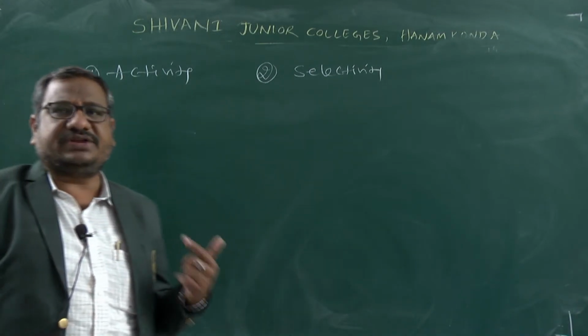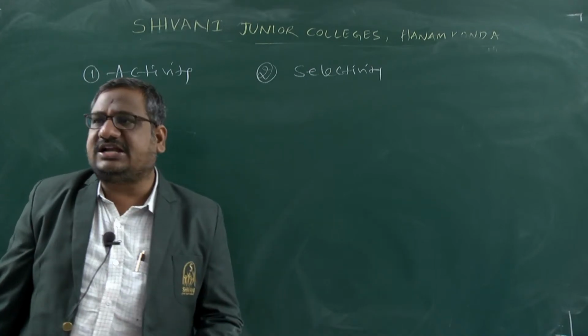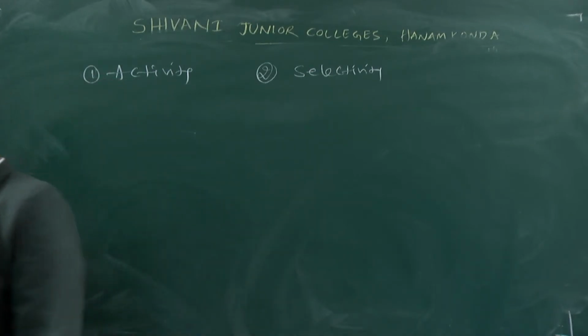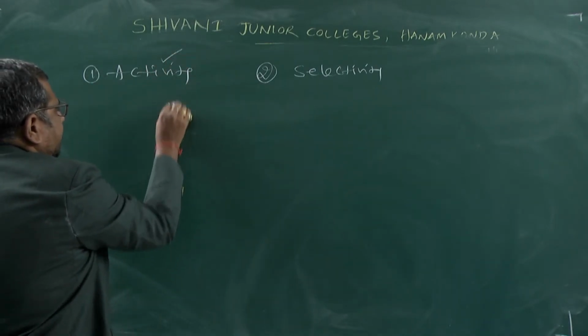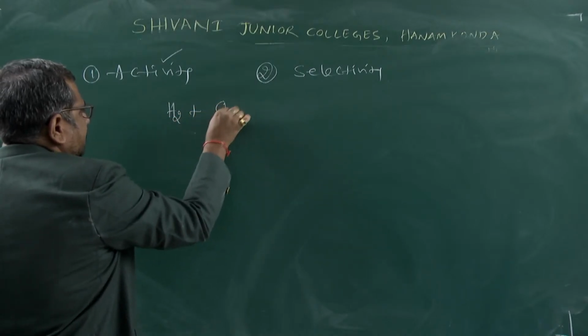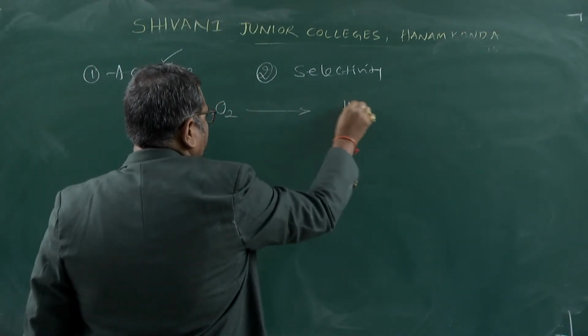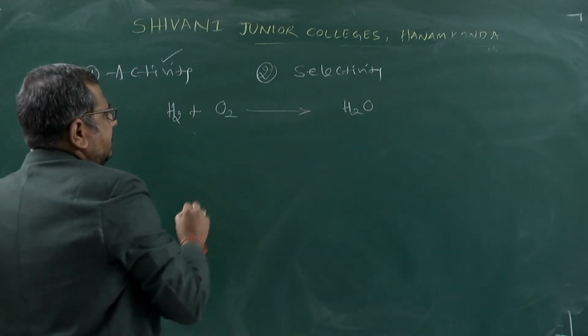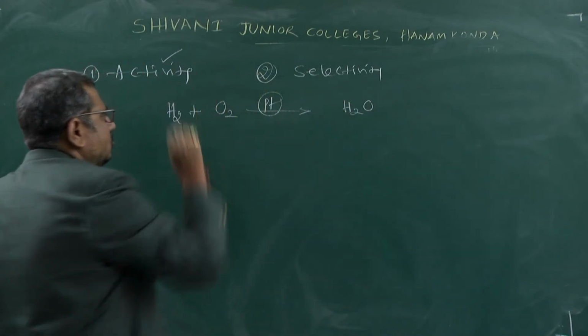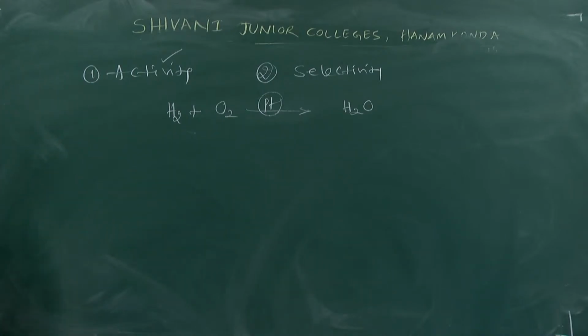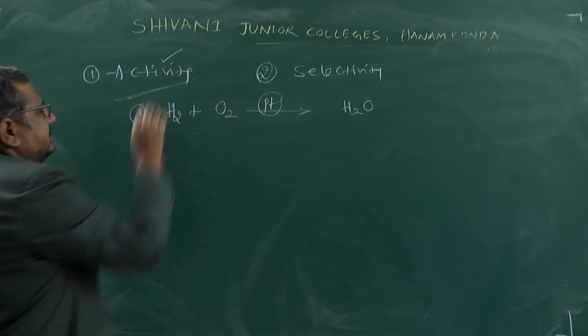Activity means the rate of reaction is enhanced by using the catalyst. The best example of the activity condition is hydrogen reacting with oxygen to form H2O. Here hydrogen gas reacts with oxygen to form water, H2O. In this condition the activity is enhanced by a catalyst, and that catalyst is platinum.